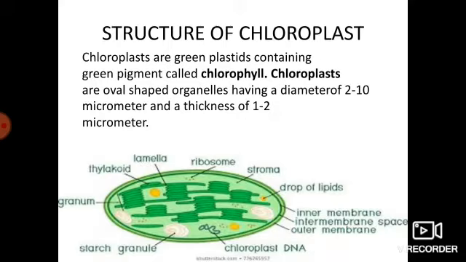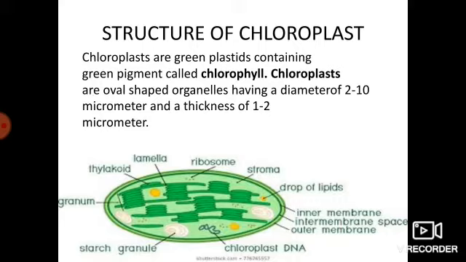Now we will see the structure of chloroplast. Chloroplasts are green plastids containing green pigment called chlorophyll. Chloroplasts are oval shaped organelles having a diameter of 2 to 10 micrometer and a thickness of 1 to 2 micrometer. In this picture, you can see the ultrastructure of chloroplast. Here you see various parts in the chloroplast.